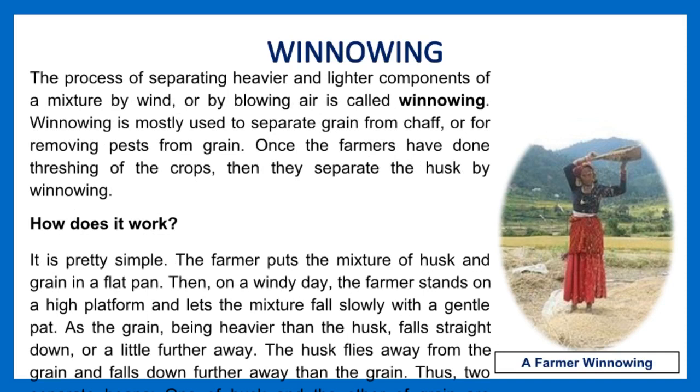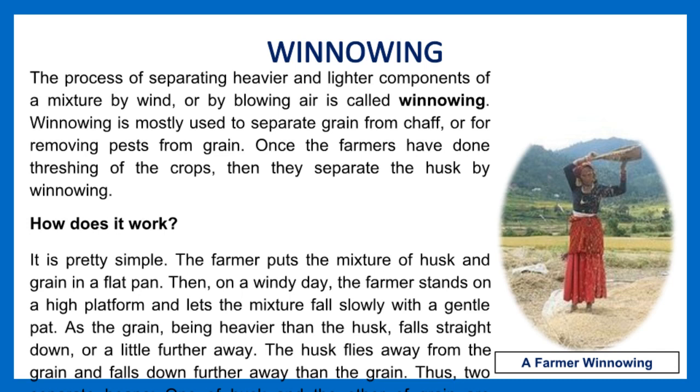Now, you may ask, how can wind separate grains from the chaff? Well, we already know that winnowing is used to separate heavier and lighter components of a mixture. Grains are heavier than the husk, so the farmers use winnowing to separate them. Let's learn about it in detail. First of all, the farmer will put the mixture in a flat pan.